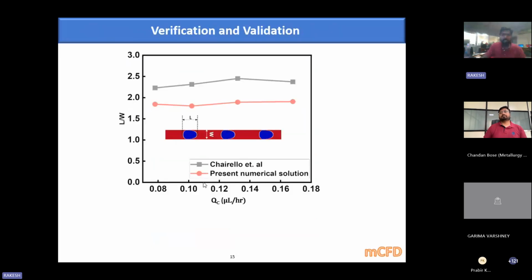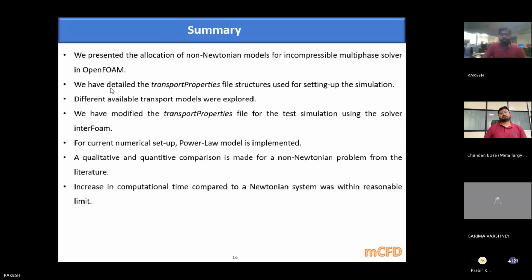Yes, sure. This is the last slide. We have even gone for the verification, and we got a very good comparison between this Carreau and whatever model we have taken to model this. Now, I would like to summarize. We have shown how we can incorporate these non-Newtonian models for these multiphase solvers. At the same time, we have shown the transport properties file for setting up the simulations with the available models. And for this current model, I have used the power law model.